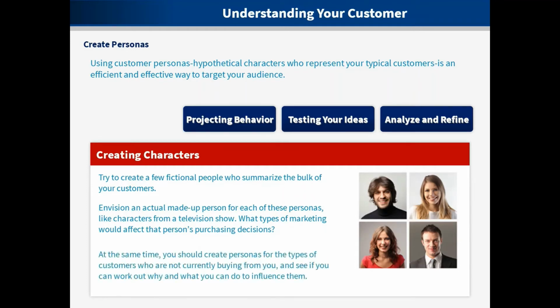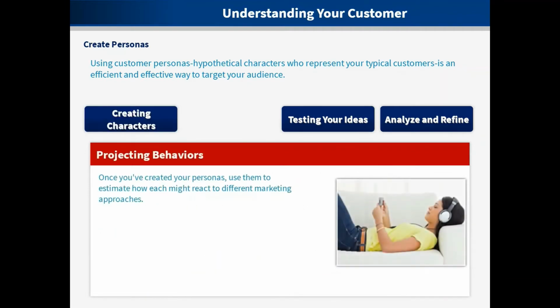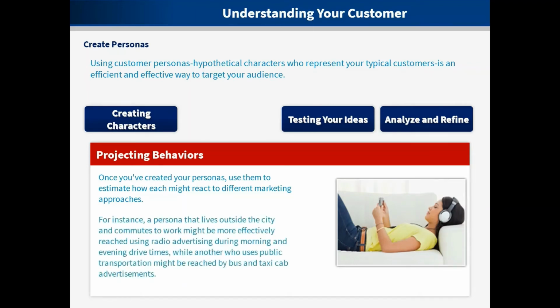At the same time, you should create personas for the types of customers who are not currently buying from you, and see if you can work out why and what you can do to influence them. Once you've created your personas, use them to predict how each might react to different marketing approaches. For instance, a persona who commutes to work might be reached more effectively by radio advertising during morning and evening drive times, while another who uses public transportation might be reached by printed advertisements or web ads.